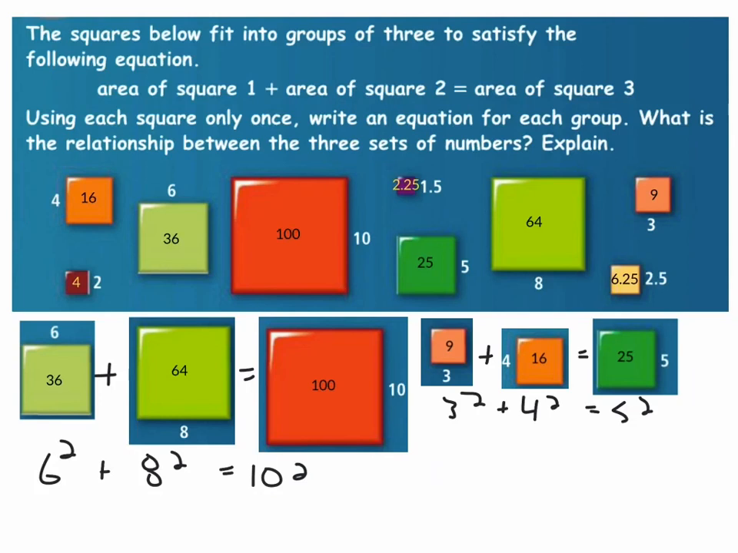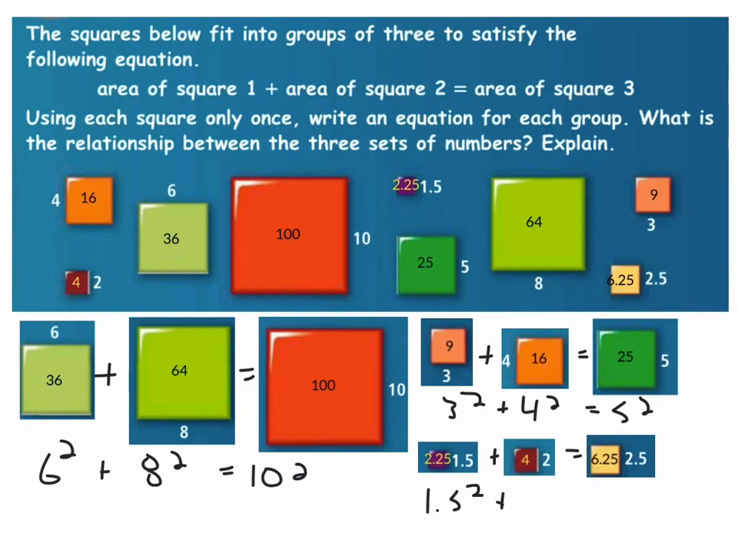And finally, what do we have left? Well, we've got 1.5 squared, 2.25, plus 2 squared, which is 4. 2.25 plus 4 is 6.25, which is this squared. So this plus this equals this, or 1.5 squared plus 2 squared equals 2.5 squared. And the question then becomes, what's the relationship between these sets of numbers?